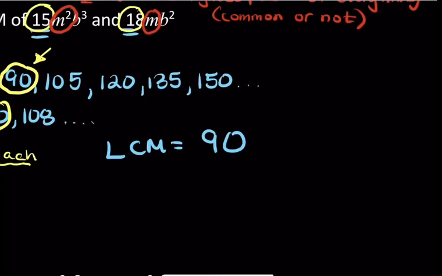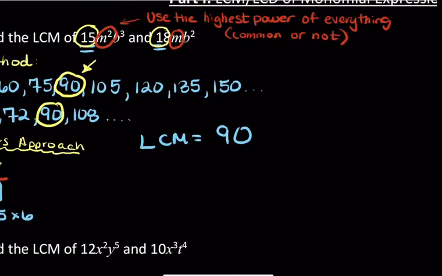So here's the weird part about least common multiples, especially when it comes to algebra. When you're finding the least common multiple, you're going to use the highest power of everything. So the highest power of the m's is m squared. I know it's kind of weird because the L in LCM stands for least, but I'll explain that in just a second. But we're going to use the m squared. For the b's, we've got a b cubed and we have a b squared. So we're going to use the highest power of everything.